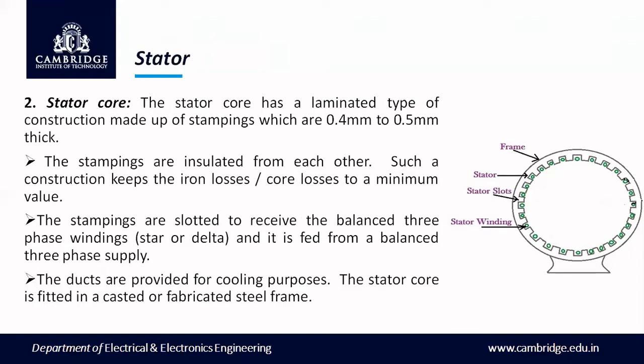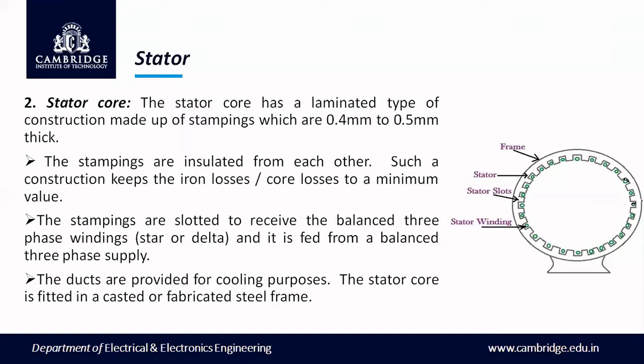Each laminated stamping, all together, will be taken and made into the core, and the stampings will usually be 0.4 mm to 0.5 mm thick. The stampings are insulated from each other. Such a construction keeps the iron loss or core losses to a minimum value.